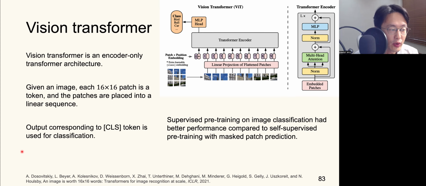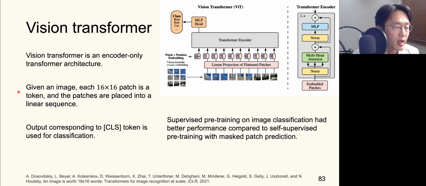Since we're talking about encoder-only transformers, let's have a quick aside and talk about the vision transformer. The vision transformer is also an encoder-only transformer architecture. Vision transformers, obviously, process vision data, namely image data. Given an image, well, an image is not naturally sequence data, and in order to process things with transformers, you need to convert the input data into sequence data.